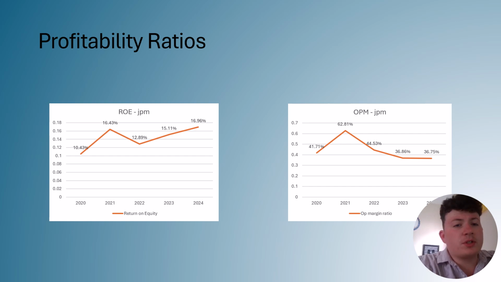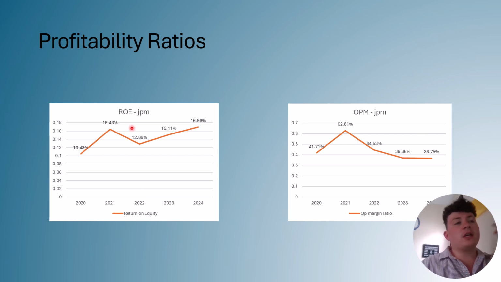JPMorgan's return on equity has steadily grown since 2020, and return on equity is showing how efficient and how well the shareholders' dollars of equity are being used to generate profits for the company. And due to its size and the realm of business that they have, 17% return on equity is stellar, and I think most investors would be happy to have that.